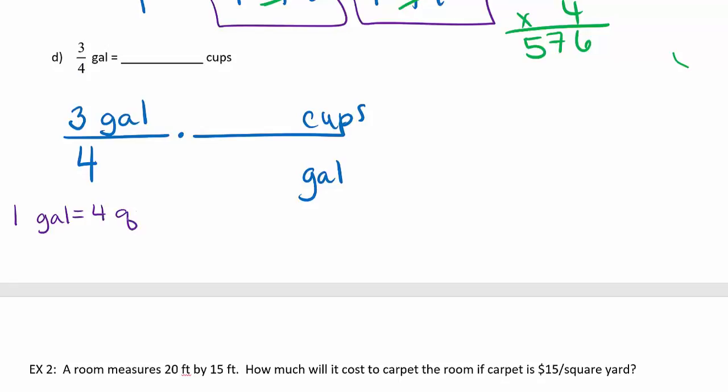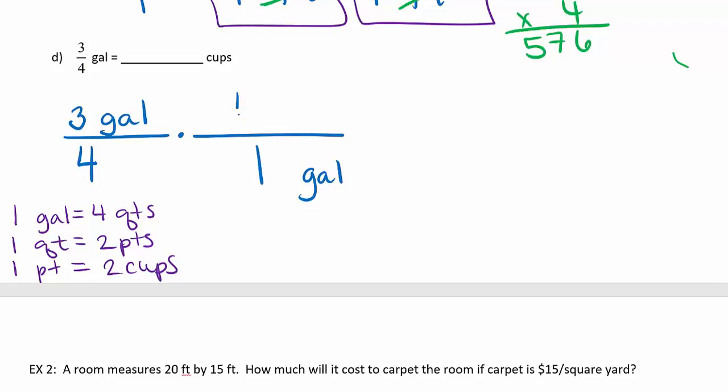However, if you scroll back to the top of the page here, my conversion factors are 1 gallon equals 4 quarts. I don't have gallons to cups. And 1 quart is 2 pints. And then finally, 1 pint is 2 cups. So in this case, I'm going to have to use multiple conversion factors to get where I want to be. So I'll start with the conversion factor with the gallons. 1 gallon is 4 quarts. The gallons cancel, and I'm left with quarts. Then I'm going to use my conversion factor.